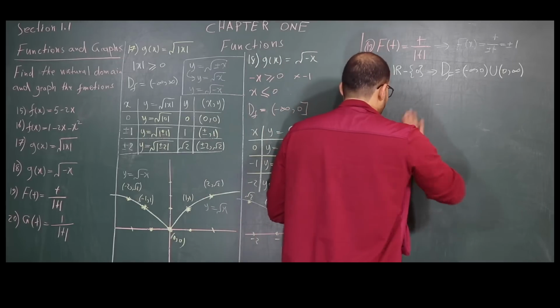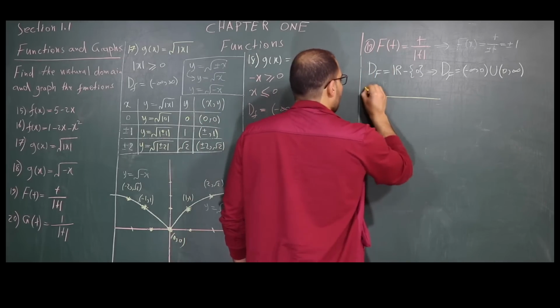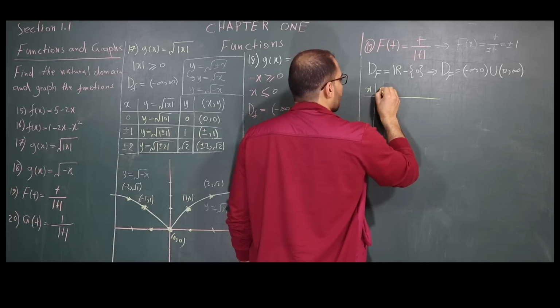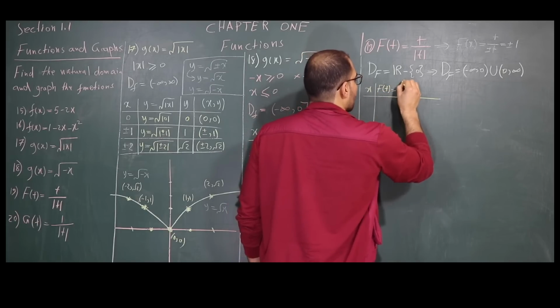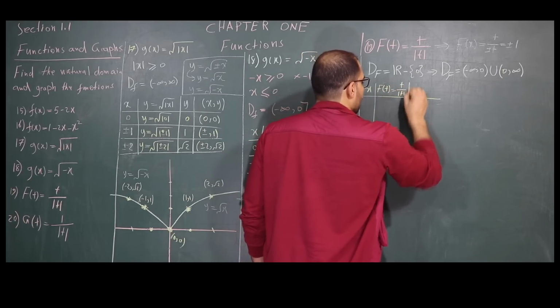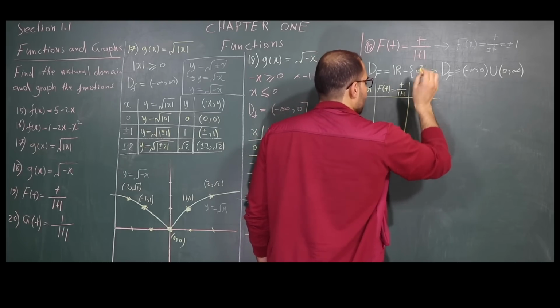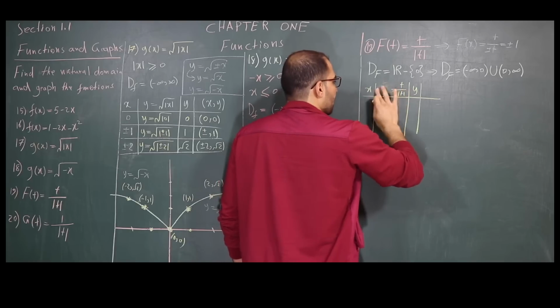I'm going to make the table small: x, and I'm going to take t, and I'm going to have it as y. Let me just denote it y for now.